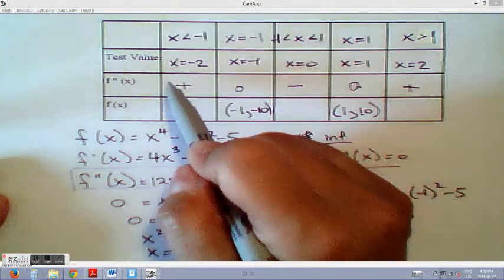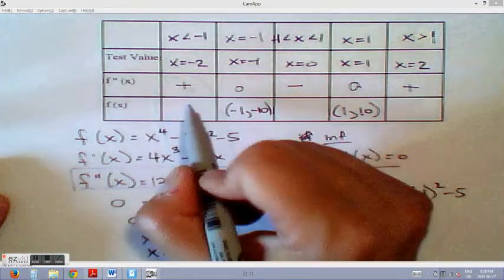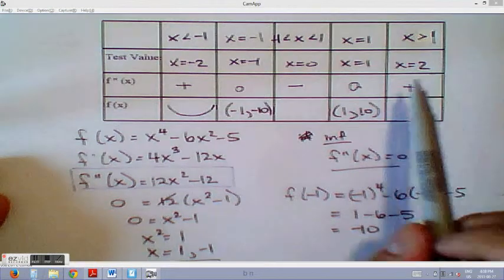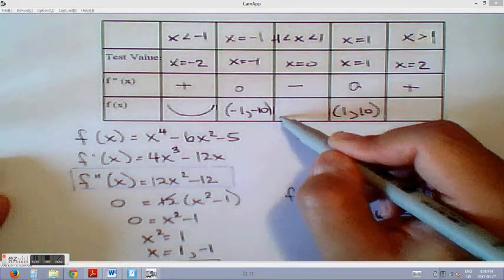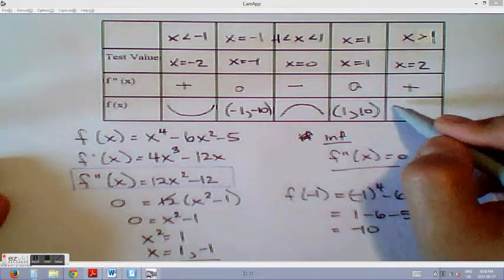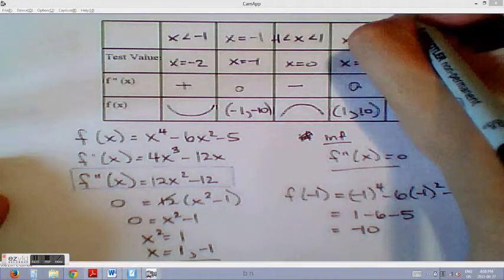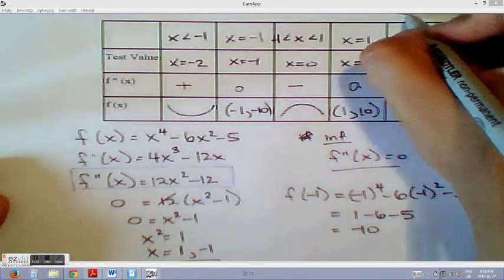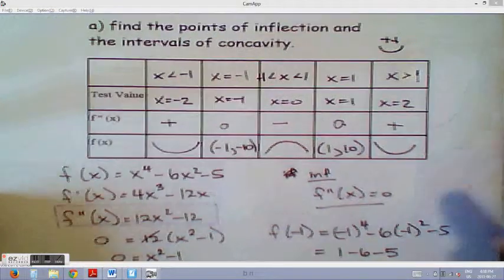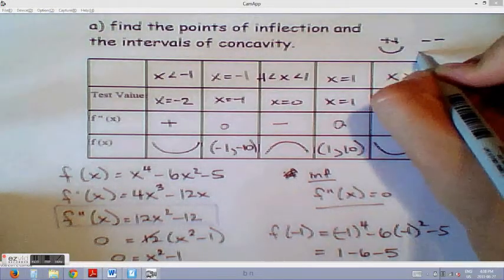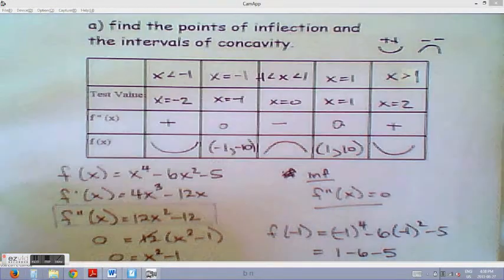Okay, so since it's positive, our second derivative is positive, our function is concaving up. Negative, we have concaving down, concaving up. And remember what I said. Positive, happy face, so concave up. Negative, frowny face. Okay?